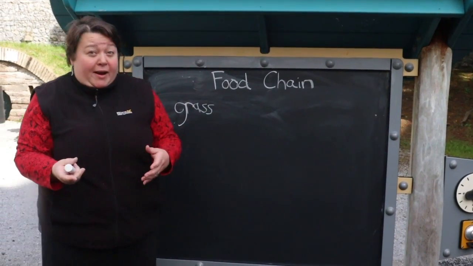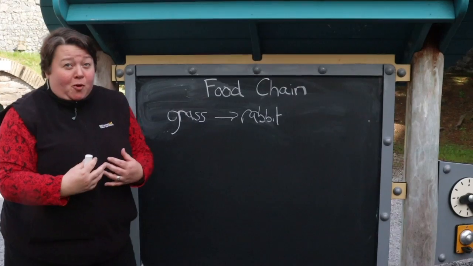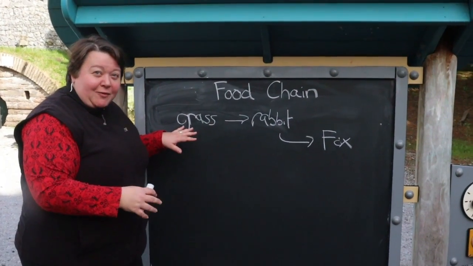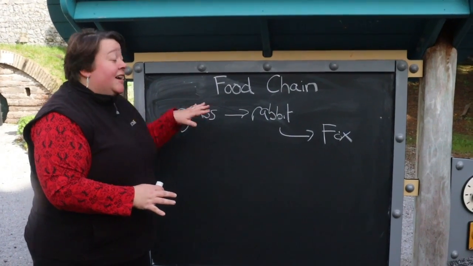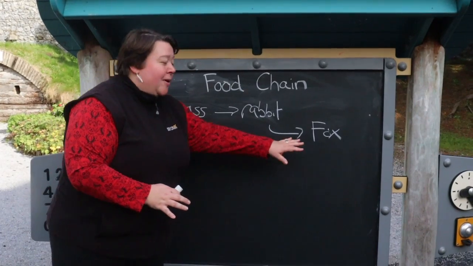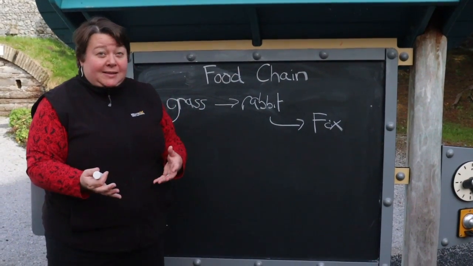And then what might eat the grass? Well, maybe some rabbits. Fortunately, our poor rabbit might get eaten, possibly by a predator like a fox. So that's our basic food chain. So we have the grass that grows, that's eaten by our consumer, the rabbit, who's then eaten by our predator, the fox. And that's a basic food chain.